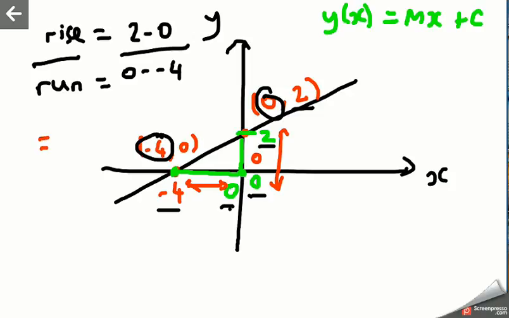That's just equal to 2 minus 0 is 2, and 0 minus -4 is just 4. And therefore, that is our gradient. Since m is equal to rise over run, m must be equal to 2 over 4. So we've got our gradient now, using those 2 points. Now we just need to find c. We can do that as before by simply substituting a point into the line, substituting a point into the function. So let's take the point 0, 2.